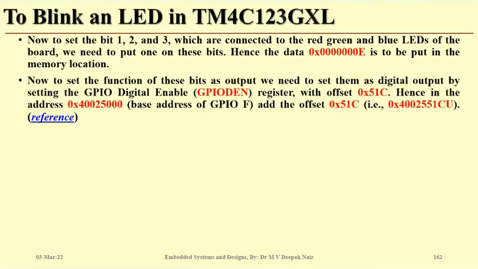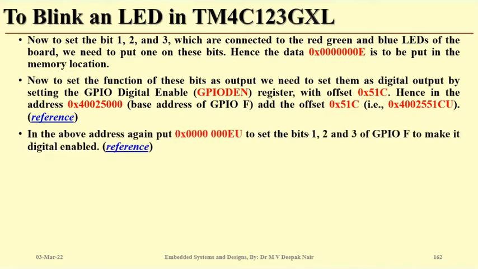Then after that, we have to tell the system that these 3 pins should work as a digital input or output. So for that, the offset is 51C, so 40025 51C is our offset. Go to that register and tell that these 3 pins are going to become digital input output. So again these 3 bits, 0, 0, 0, 0, 1, 1, 1, 0, are going to work as digital input output, because they can either be 0 or 1.